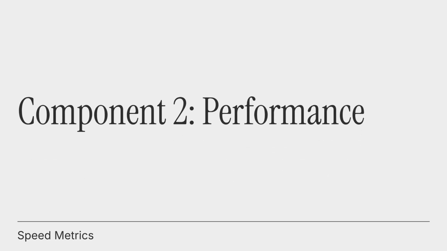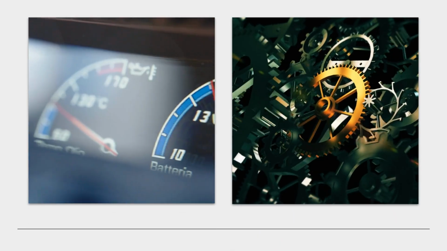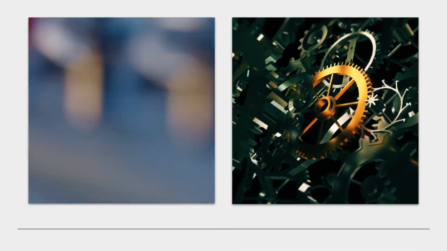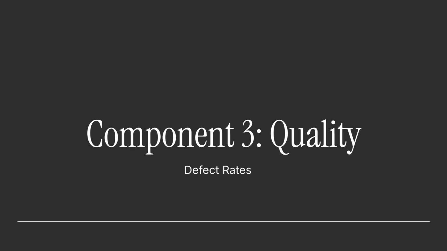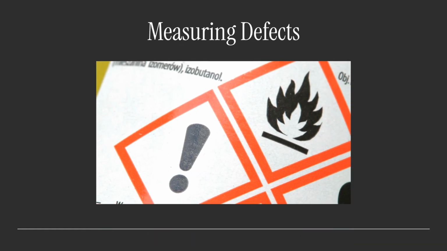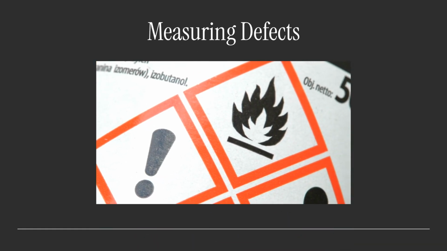Performance measures how fast the equipment runs relative to its maximum theoretical speed. Performance losses include reduced speed and short stops, or micro pauses. Quality measures the proportion of quality products out of the total production volume. This component accounts for losses due to defects, scrap, or items needing rework.